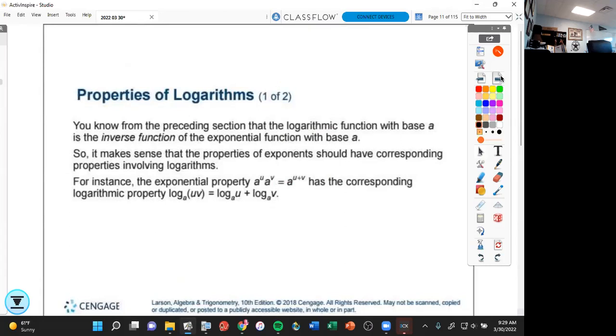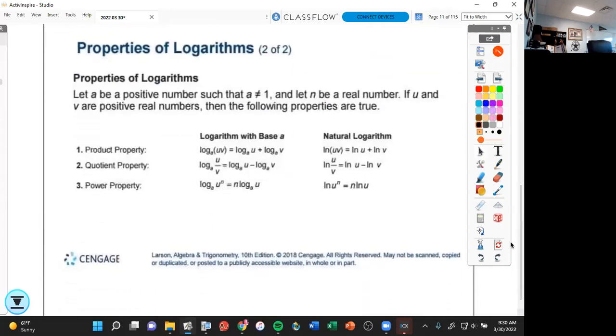So the corresponding log property would be log base a of uv. So here, I'm going to say it this way. The log of a product, uv is a product, right? The log of a product is equal to the sum of the logs. Okay, log of a product is equal to sum of the logs. So let's look at several properties. Here we go.